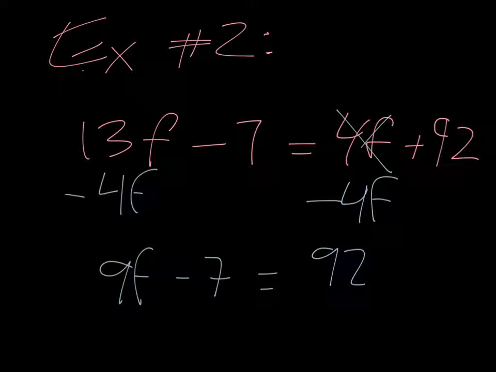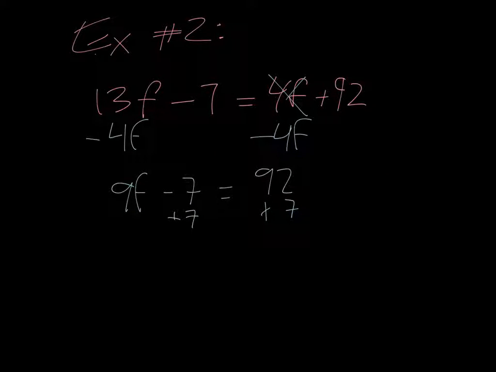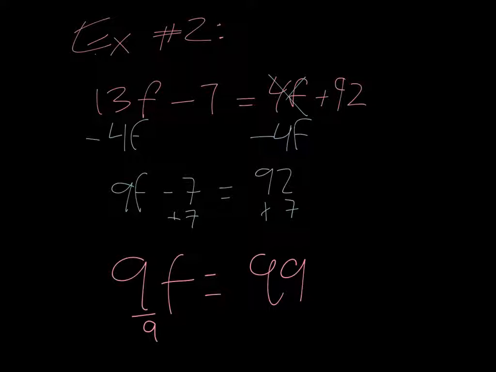In order to do that, I need to get rid of it and make it irrelevant on this side by adding 7. So now I add 7 to this side, and I'm left with 9f is equal to 99. Our division tells me that if 9 times f is 99, then 99 divided by 9 is f. So dividing both sides by 9, making that irrelevant, I get f is equal to 11.